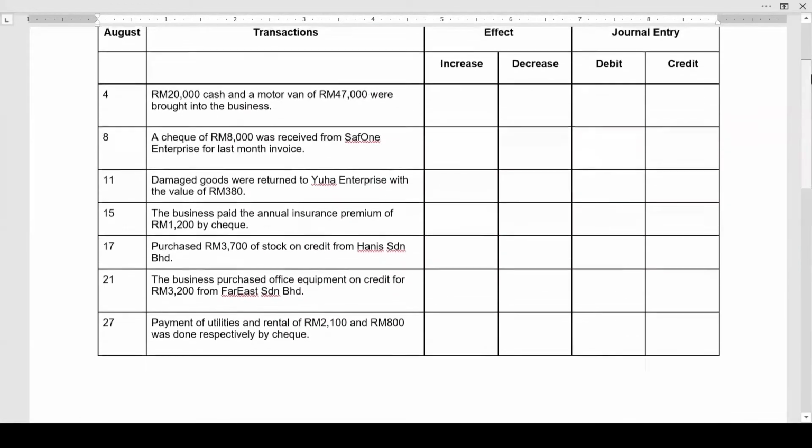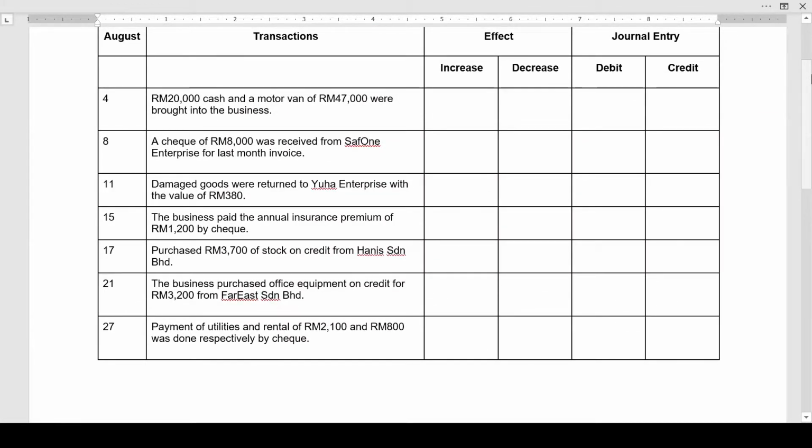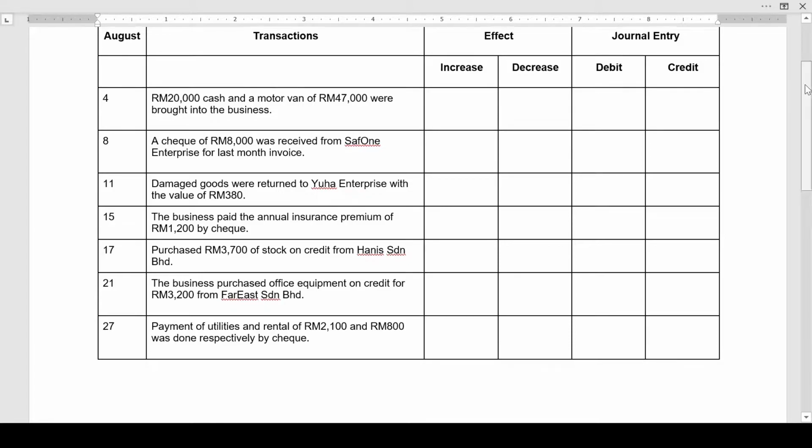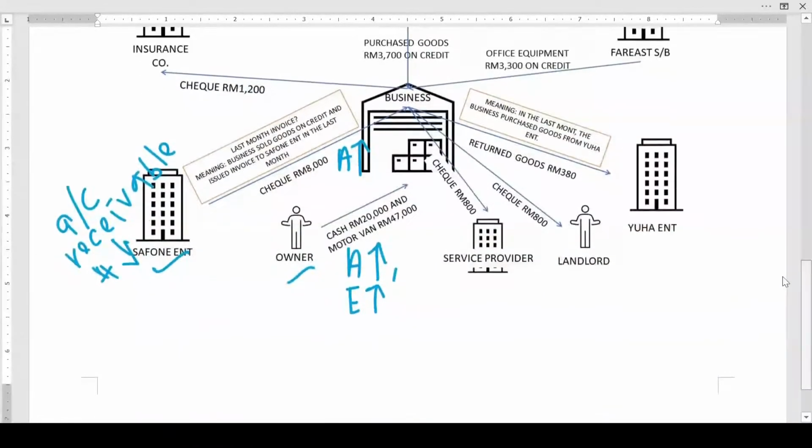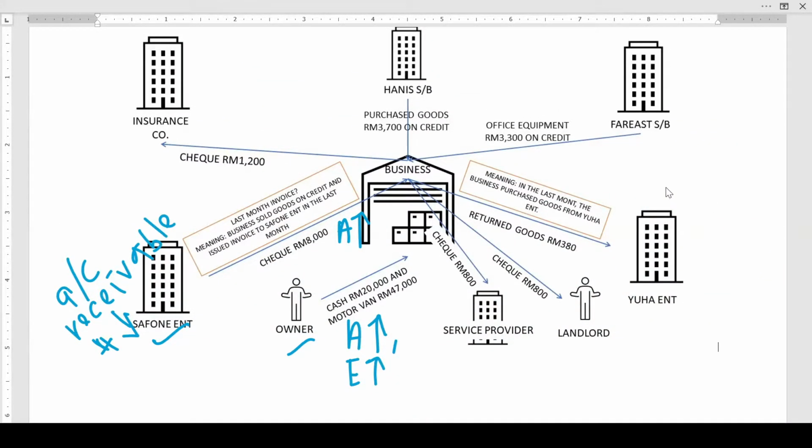Okay, let me go back because I forgot the third transaction. Damaged goods were returned to Yuha Enterprise with a value of 380. Damaged goods were returned to Yuha Enterprise.